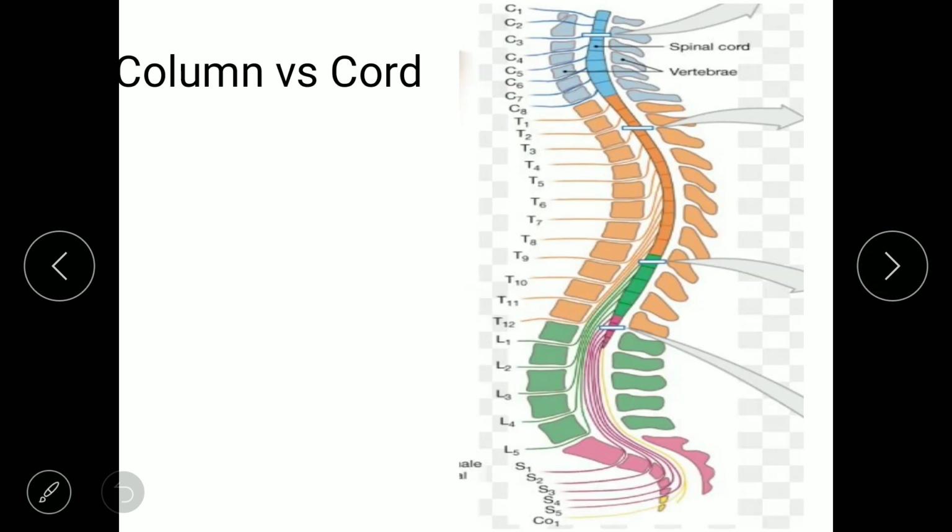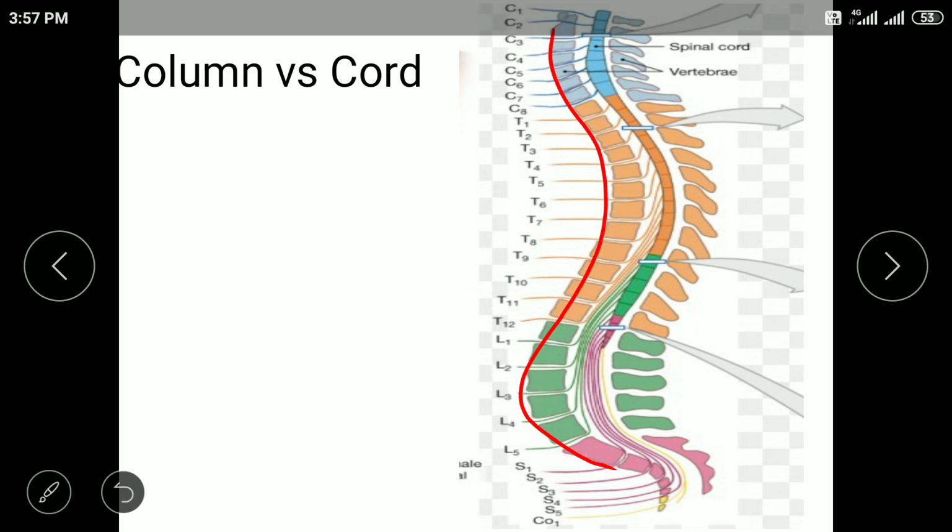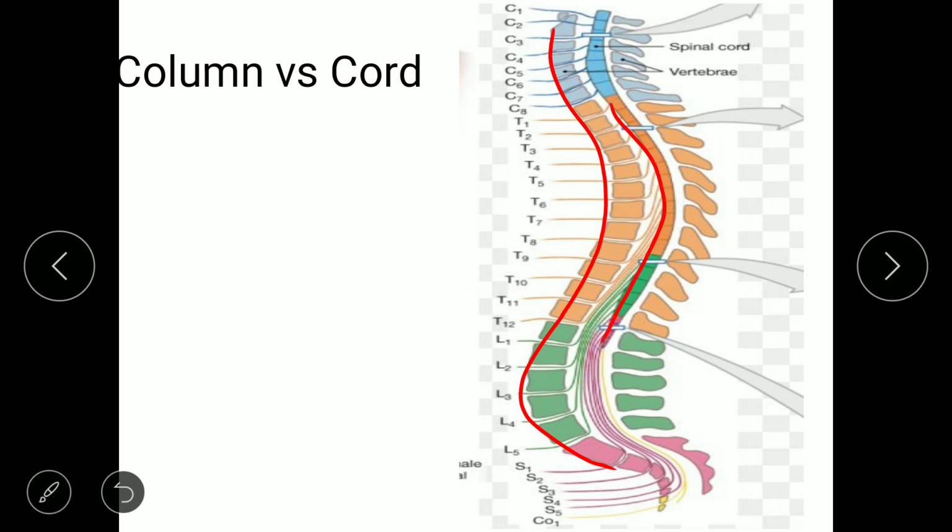This is the pictorial representation of the spinal cord and the column. This is your vertebral body, and this one is cut, and this one is the spinal cord. You can see that the lower nerve roots have to travel down to pass through the intervertebral foramen. This one is called the cauda equina, and the tip of the spinal cord is called conus medullaris.